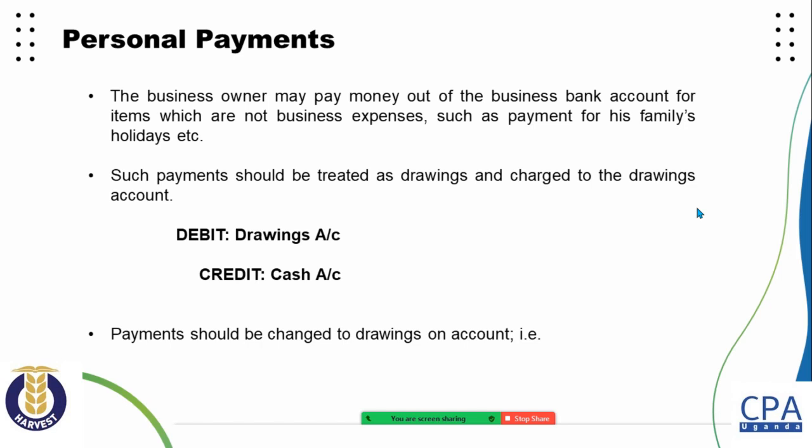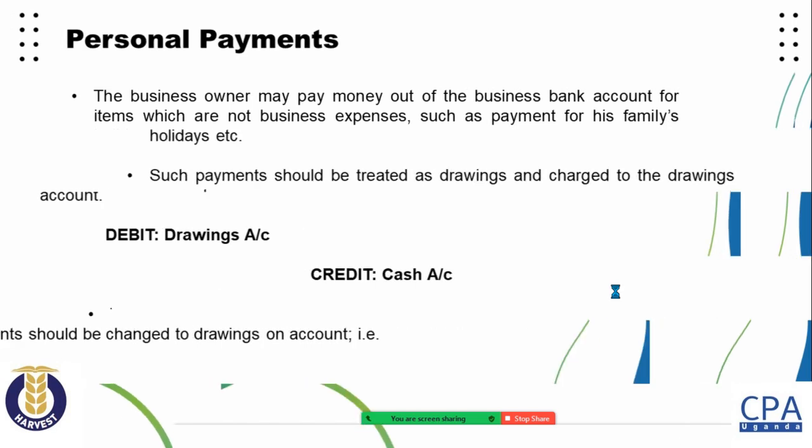So if money is moving out of the cash account for personal expenses of the owner of the business, we shall debit the drawings account and credit the cash account. And thus we are saying that payments should be charged to the drawings account.